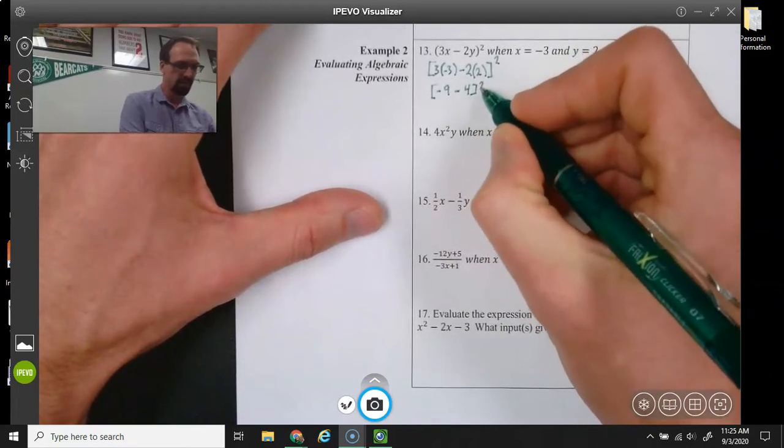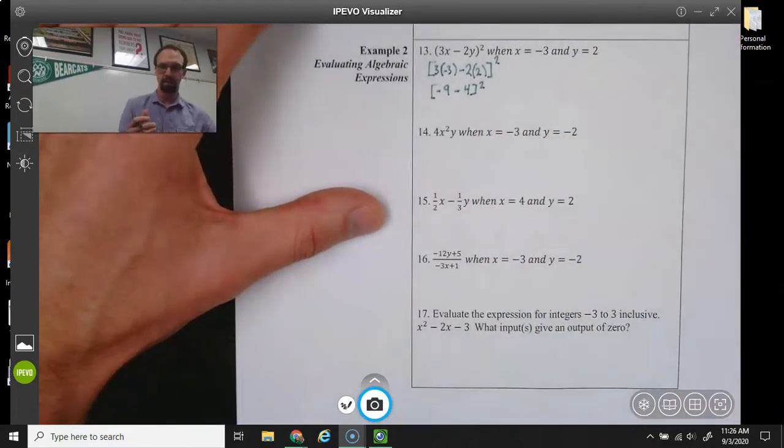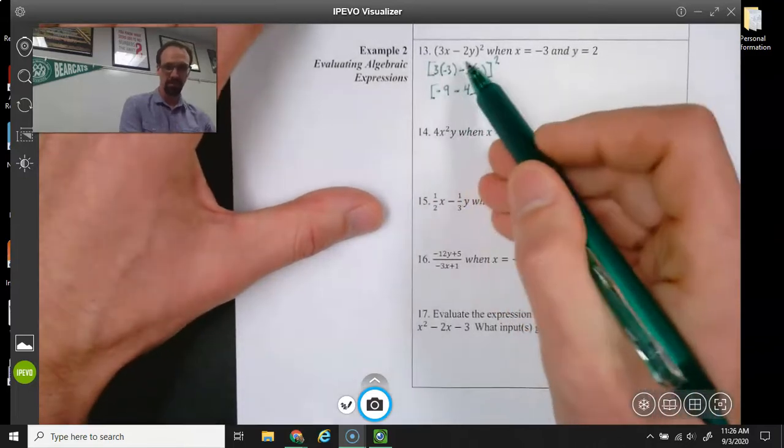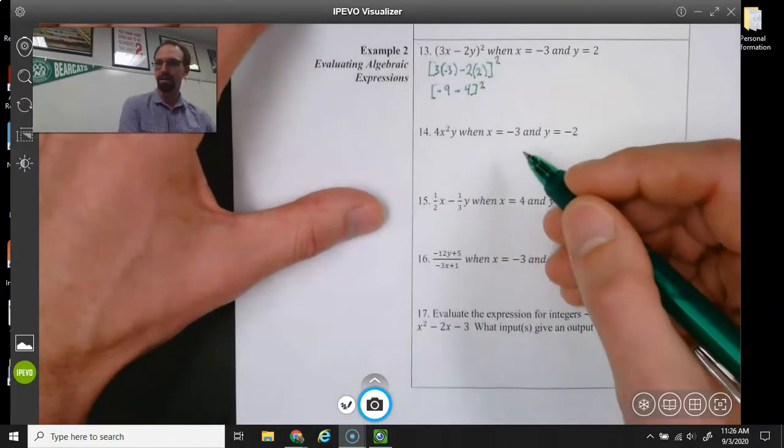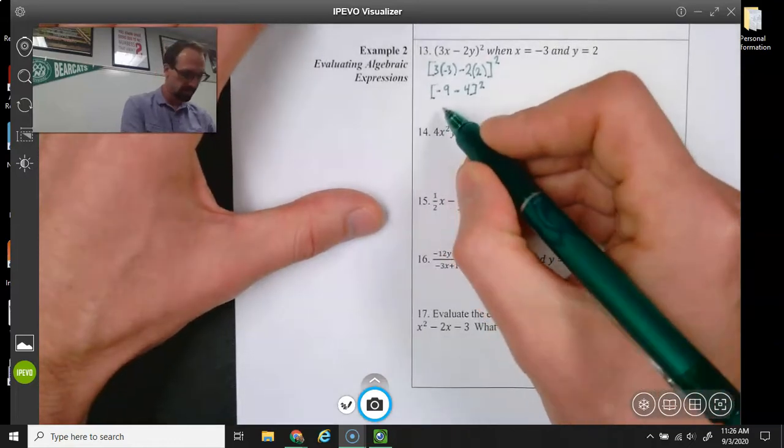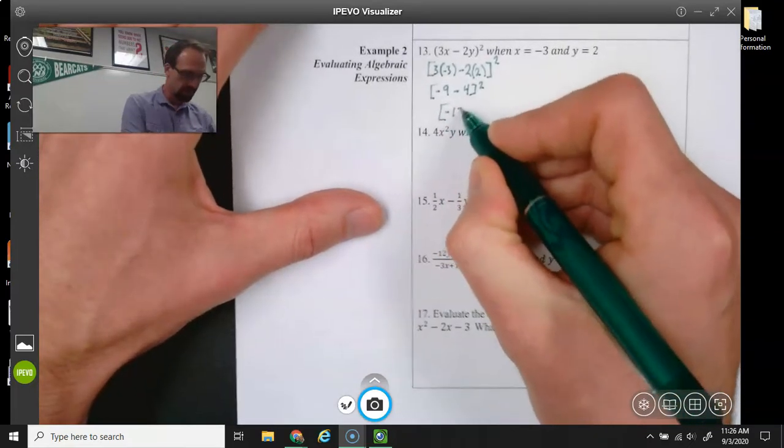So again, order of operations. And we're doing all of this within the parentheses, even though we've changed them to brackets. Remember, brackets and parentheses are both grouping symbols. Negative 9 minus 4 is negative 13.